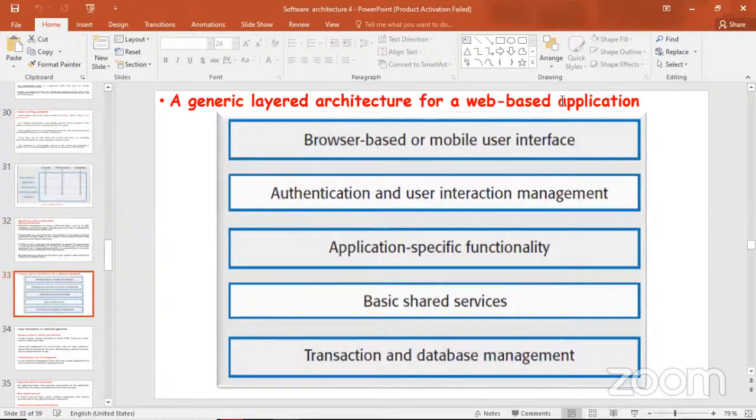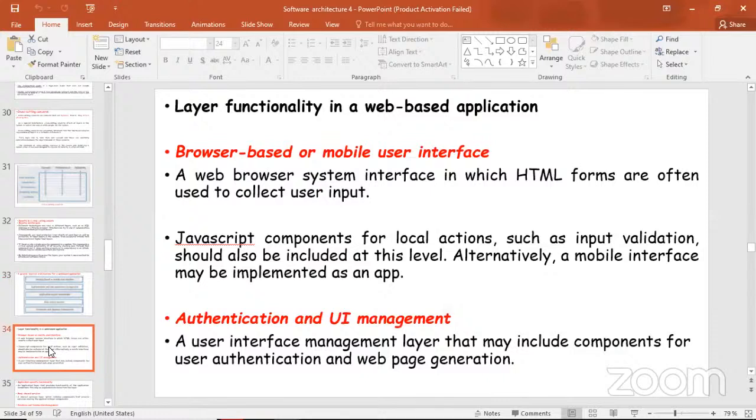So, a generic layer architecture for a web-based application. You have the browser-based or mobile user interface, authentication and user interaction management, application-specific functionality, basic shared services, and transaction and database management, right?